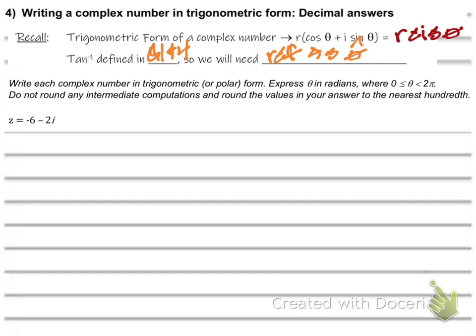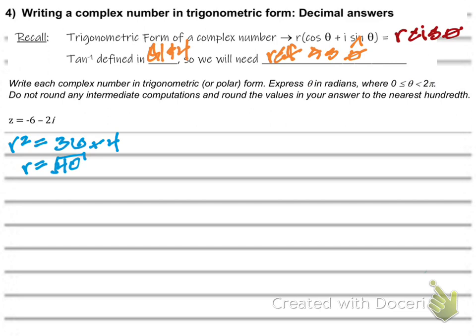Okay, so let's go the opposite way and find r squared first this time. So r squared is going to be 36 plus 4, right? So square root of 40. R is the square root of 40. Okay, and I'm just going to leave that for a minute.